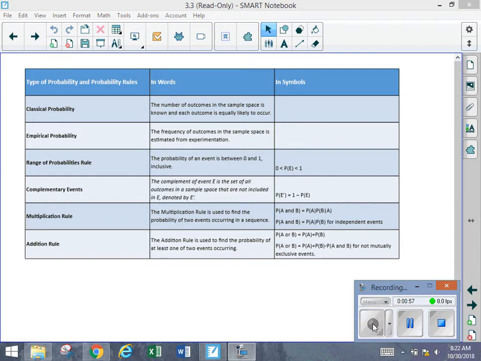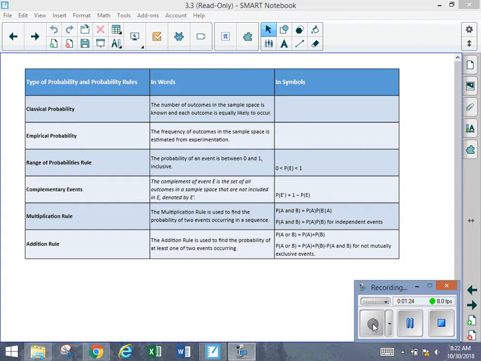We also have our complement rule. Don't forget, the probability something does not happen, usually you subtract from 1. So if you see the word not, think maybe I need to subtract from 1. We've got our multiplication rule, which we talked about in 3.2, and our addition rule.